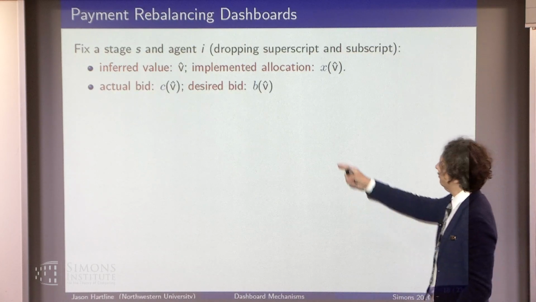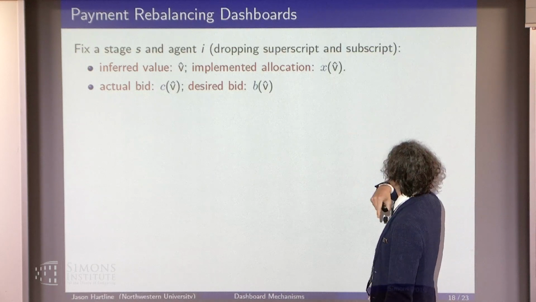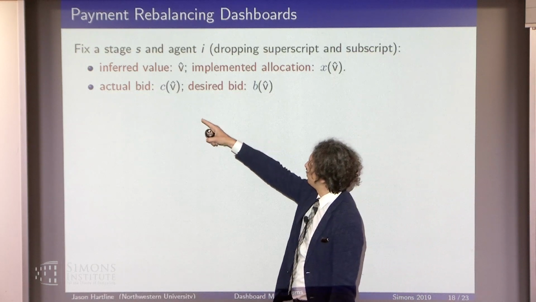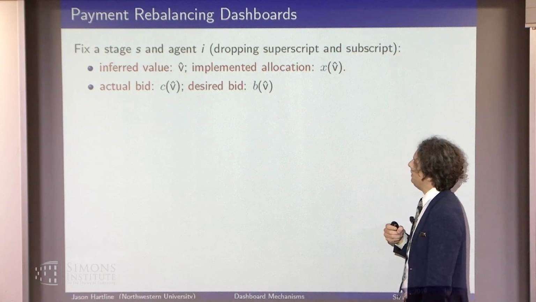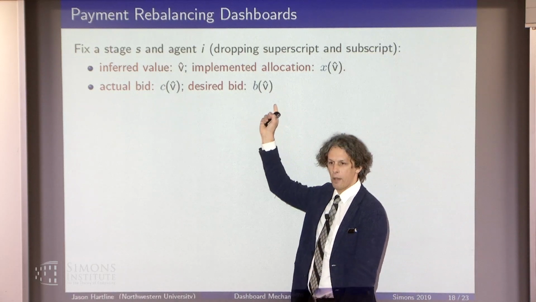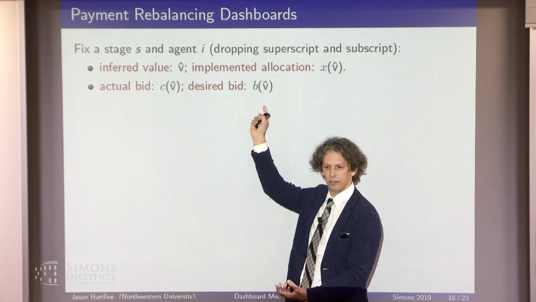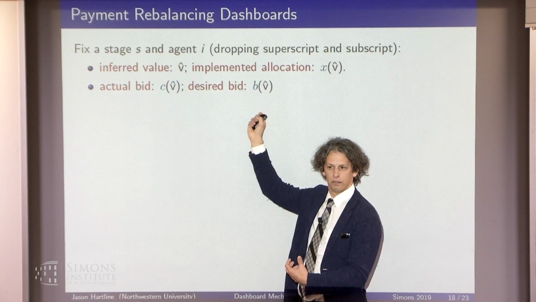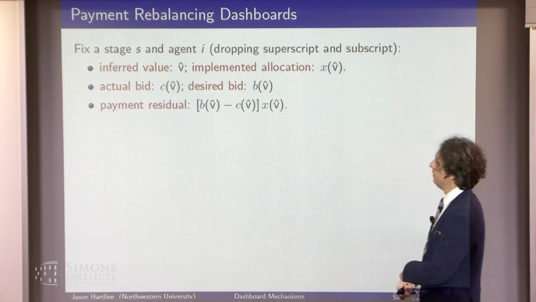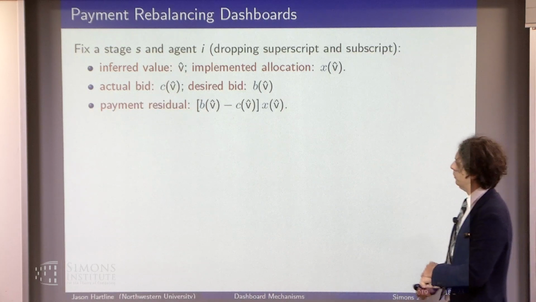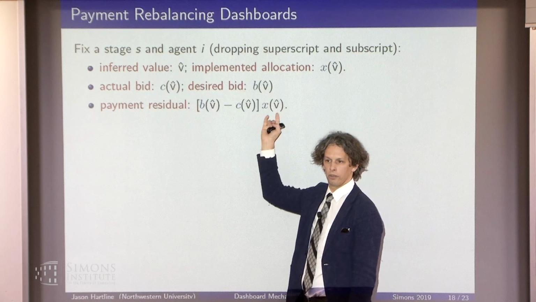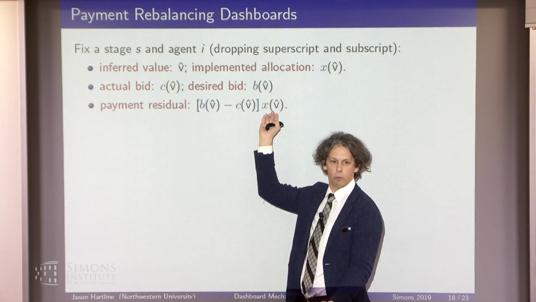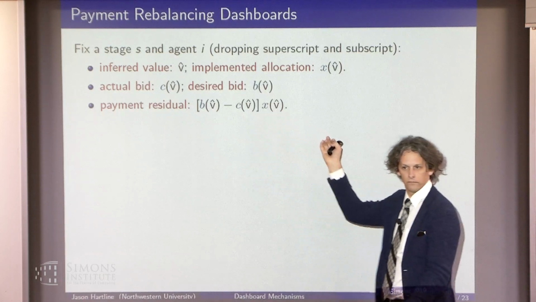Cool. So we have inferred value v hat. We implemented allocation x. We have an actual bid c. We had a desired bid b. And we really wish c was equal to b. That would have been the right payments for this round if c was b when I charge you b when you win. Right? But we didn't get that. And so there's a payment residual, which is the difference in these two.